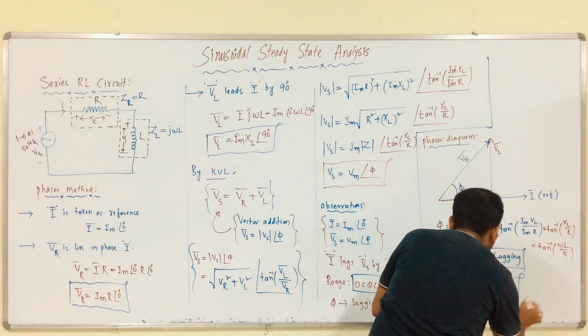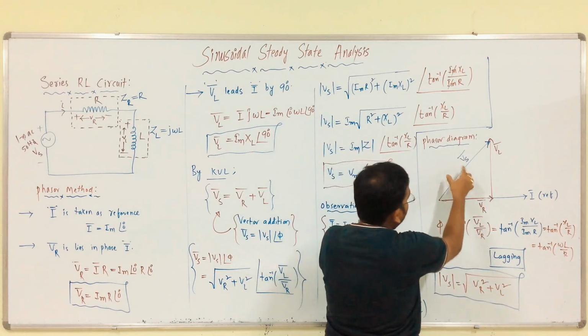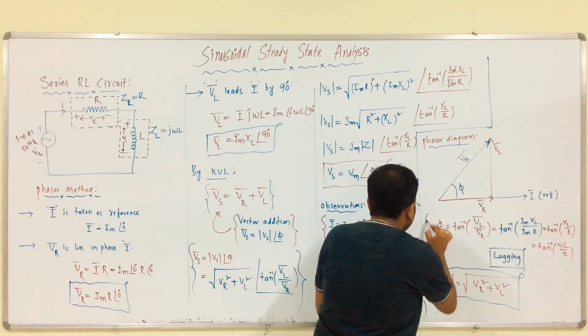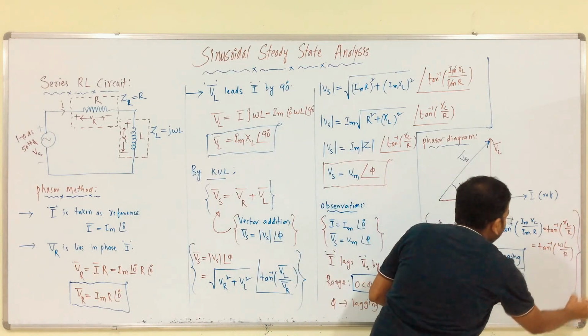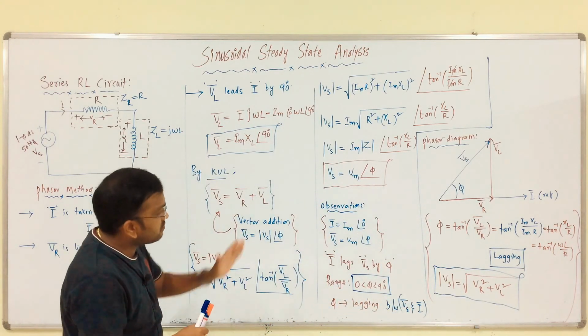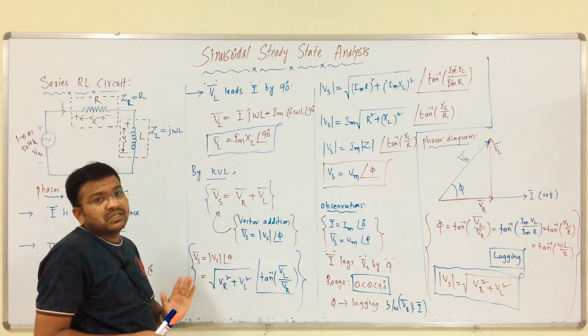Okay. See, from this, Vs is what? Square root of VR square plus VL square. We got these two. These two observations are very important. So, if you consider any method, whether it is the impedance method or this phasor method, all observations are the same.